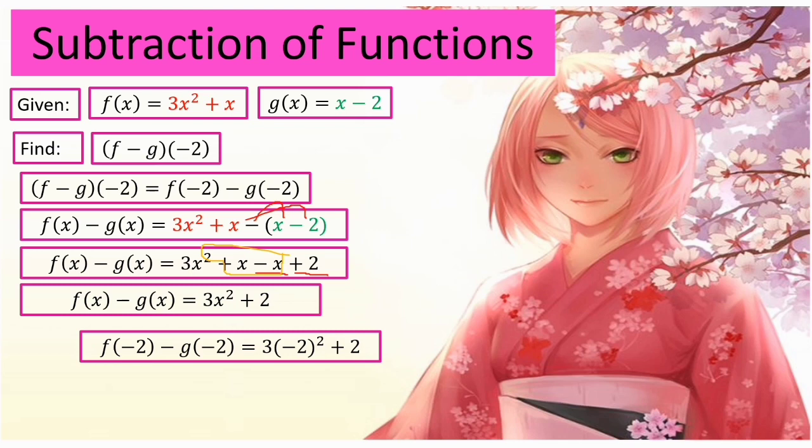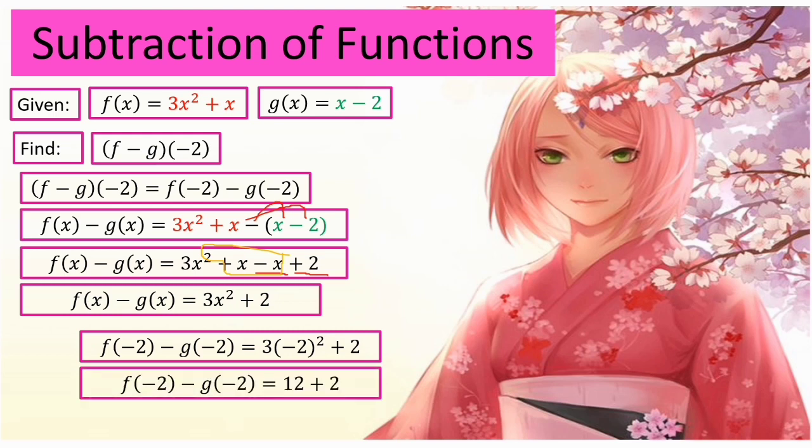So, unahin natin yung negative 2 squared. So, that is negative 2 squared is 4 times 3 is equal to 12. So, negative times negative, positive, times positive, positive. So, 12 plus 2 is equal to 14. So, that is our answer.